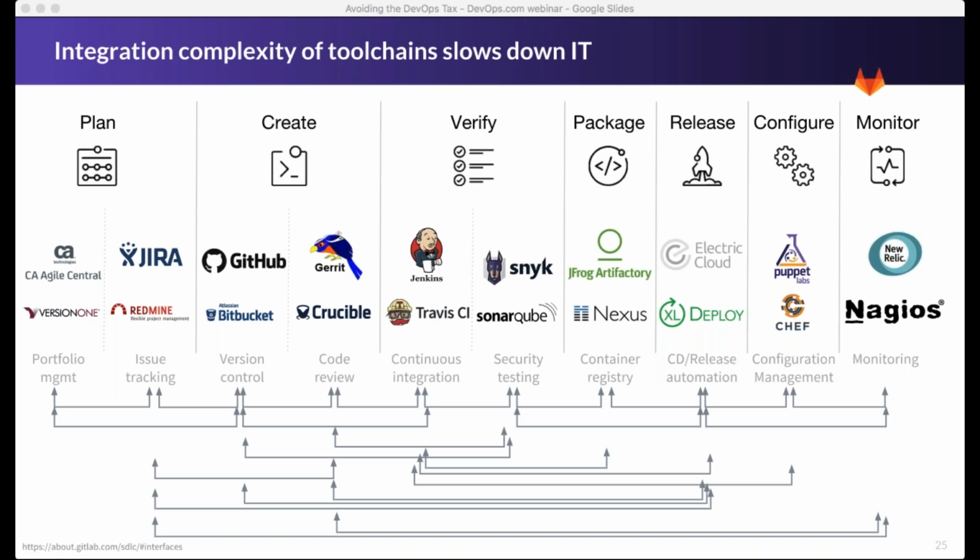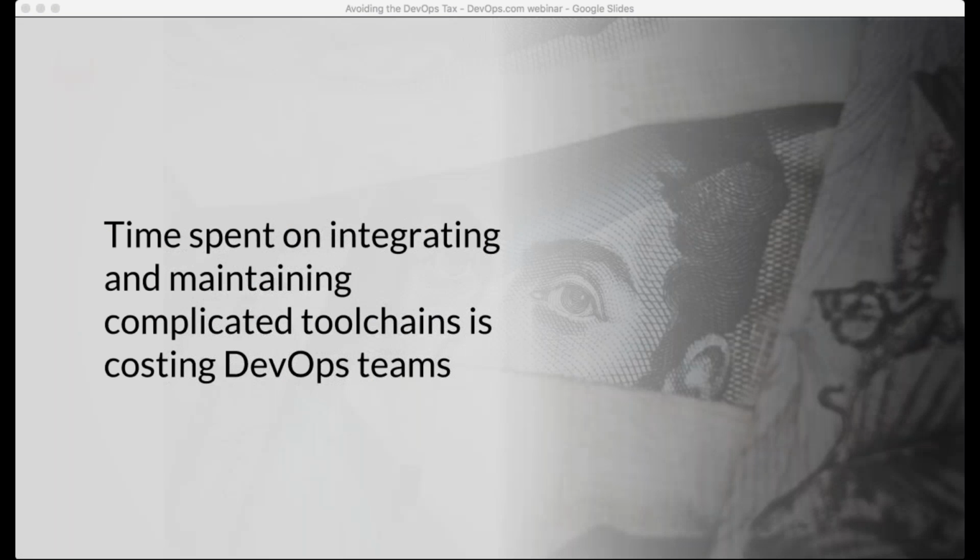For example, your CI needs to talk to version control, but also your code review and your security testing and your container registry and your configuration management. And the permutations are staggering. It's not just a one-time configuration either. It's not like some administrator does this and you're good to go for the rest of the year. Each new project needs to reconnect all these pieces together. And that has this huge burden on the developer and the development teams. So the time spent on integrating and maintaining these complicated tool chains is costing DevOps teams.